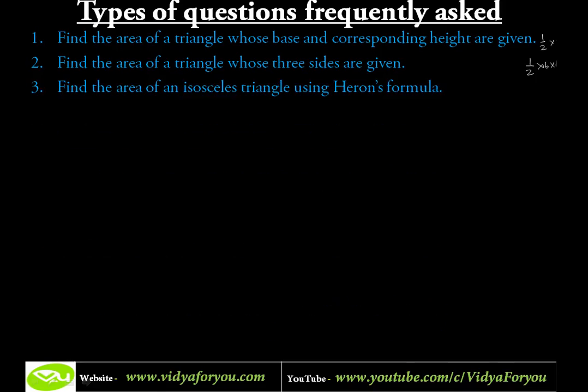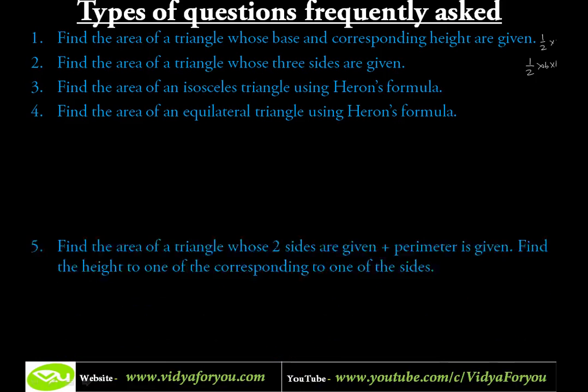Third is find the area of an isosceles triangle using Heron's formula. So in that case, they will give the base and the other 2 equal sides, and you need to use Heron's formula. That is also straightforward. Find the area of an equilateral triangle using Heron's formula. That also we can use.